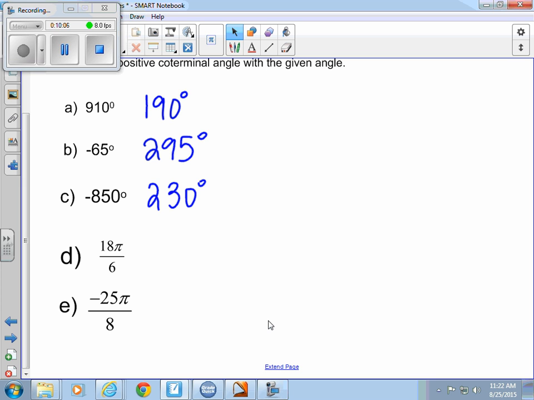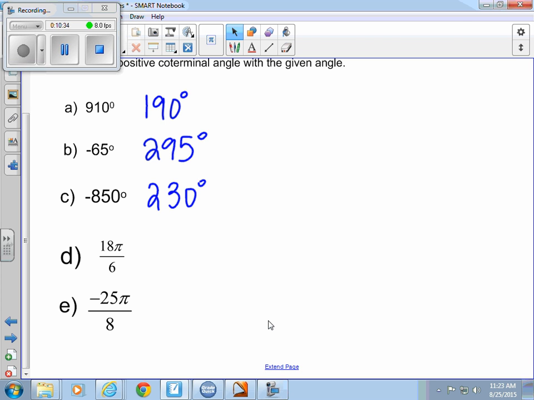Is 18 pi over 6 bigger than 2 pi? Yes. Between 0 and 2 pi, if I'm looking at over 6, what would the top number need to be? Less than 12, right? 12 or less. So I'm going to take 18 pi over 6 and start subtracting 2 pi. If I'm doing that by hand, I probably want to change 2 pi to be 12 pi over 6.